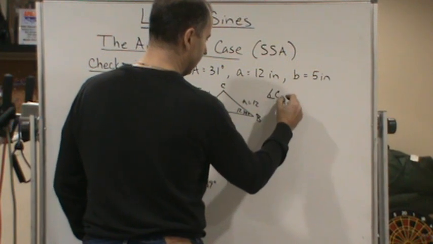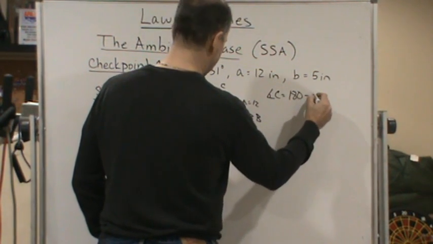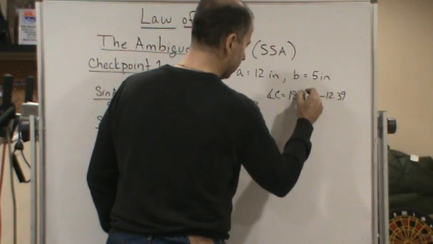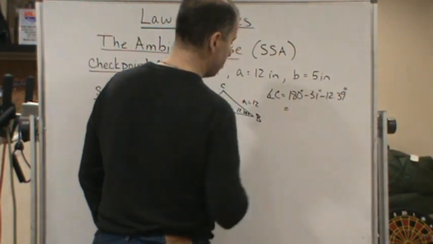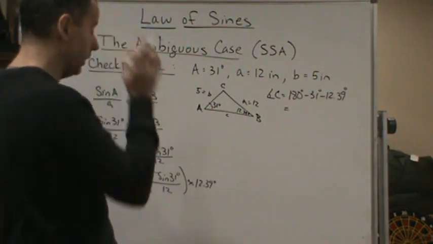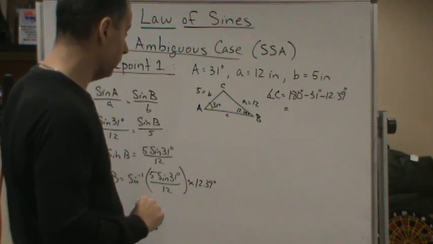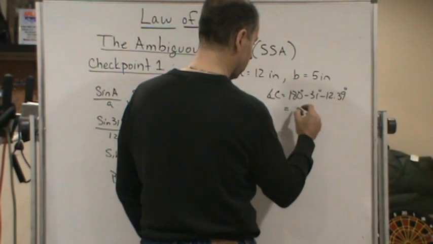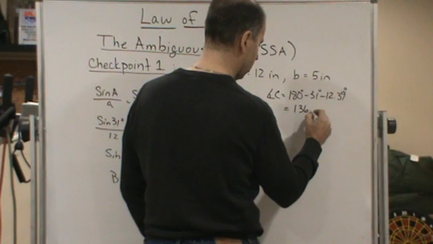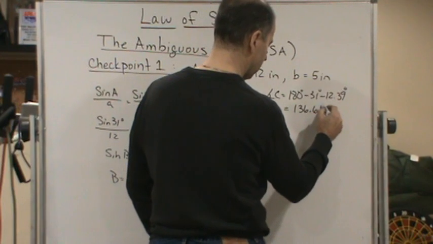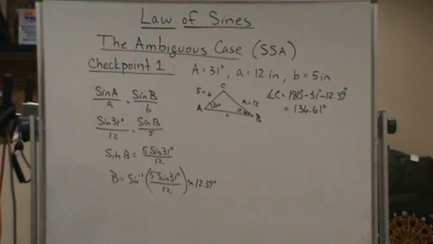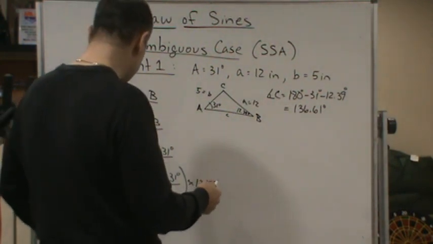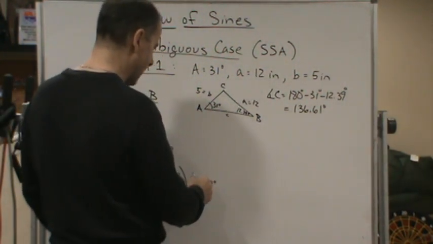Now we can find the missing angle. So angle C is equal to 180 minus 31 minus the 12.39 degrees. And so this is going to equal 136.61 degrees. All right, so now we found the missing angle. Now let's find the last side, which is C.